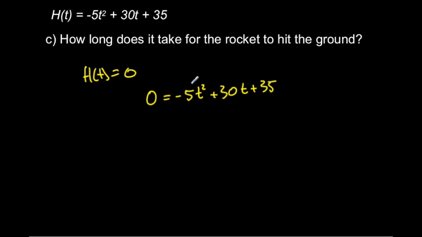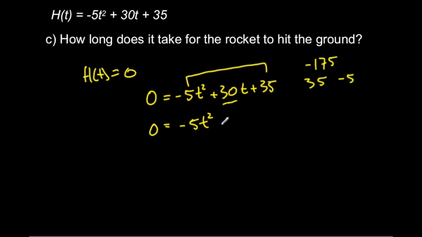We'll probably have to split for this method, so what two numbers need to multiply together to get negative 175 and add together to get 30? In this case, it'll be 35 and a negative 5. So 0 equals negative 5t squared, and we're splitting right here in case you wanted to follow along, plus 35t minus 5t plus 35.